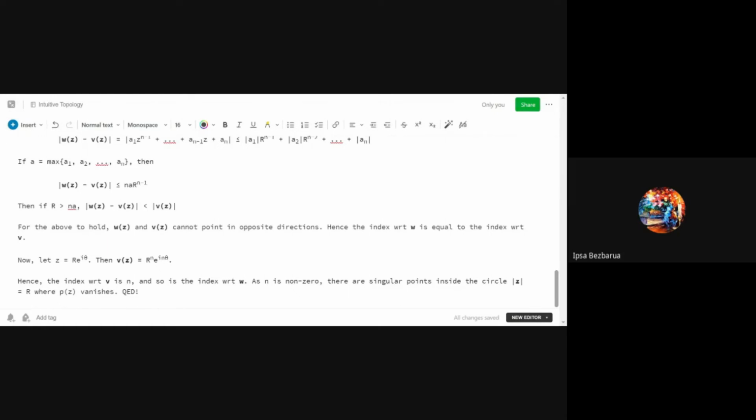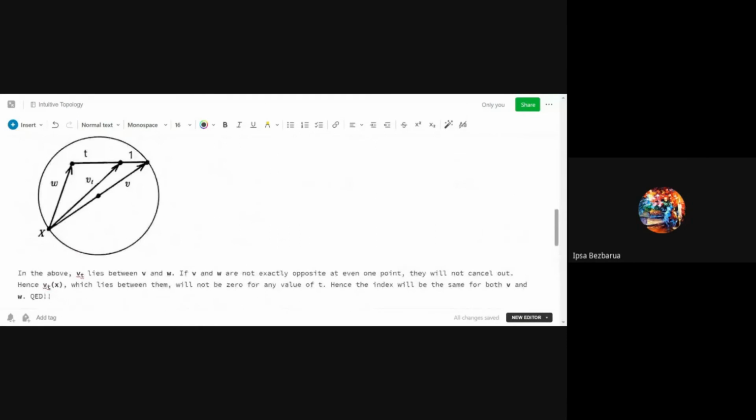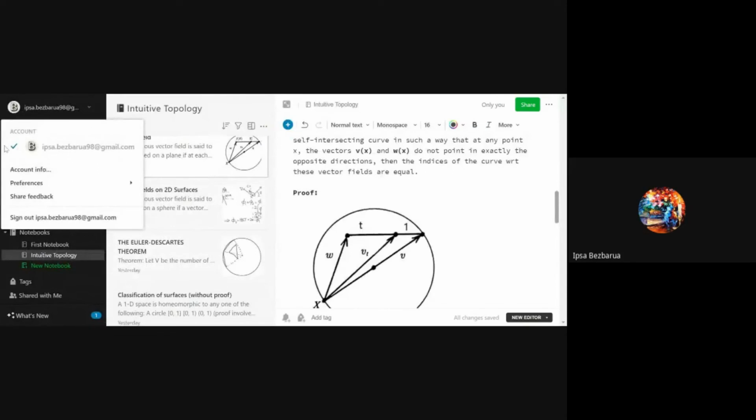So yeah, I really like this proof because it's very cute. And this was where I realized how this concept of an index is so important. Anyway, moving on.